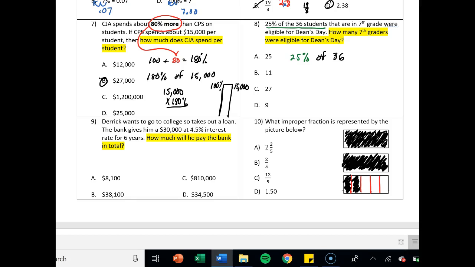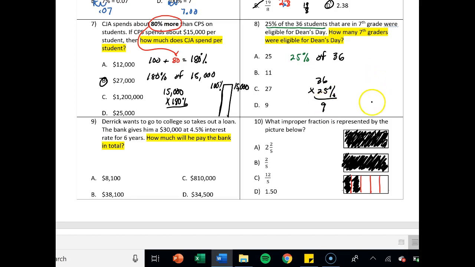12,000 there is just what 80% of 15,000 is, so don't get tricked up on that. Number 8, 25% of the 36 students that are in 7th grade were eligible for Dean's Day. How many 7th graders were eligible for Dean's Day? It's just a percent of problem. That just means multiply. So you can, again, just do the traditional algorithm. 36 times 25% or 0.25, however you want to do it, you'll end up with 9.